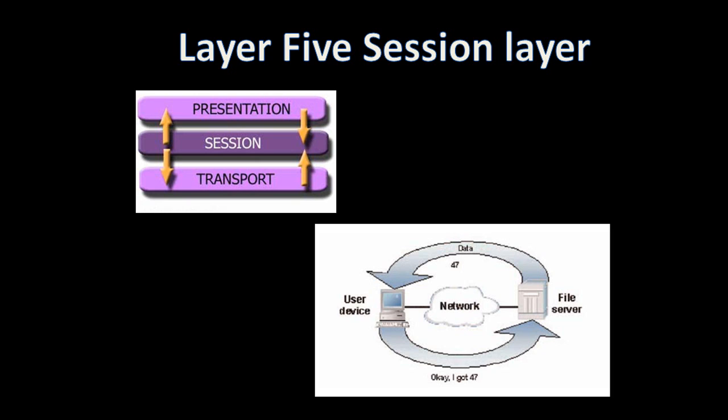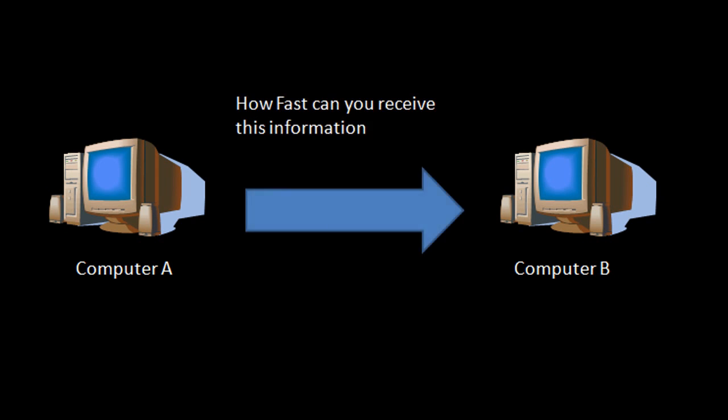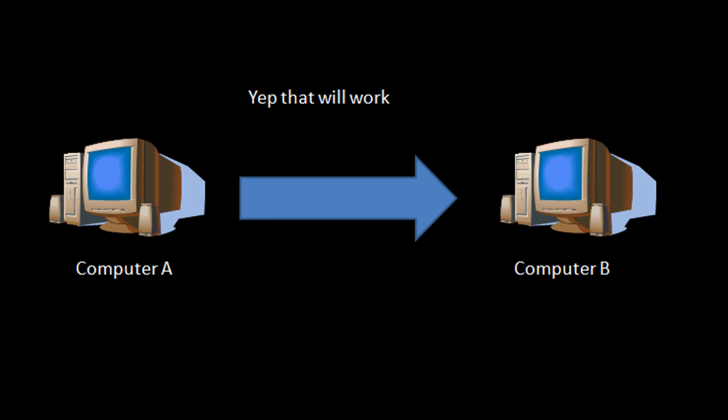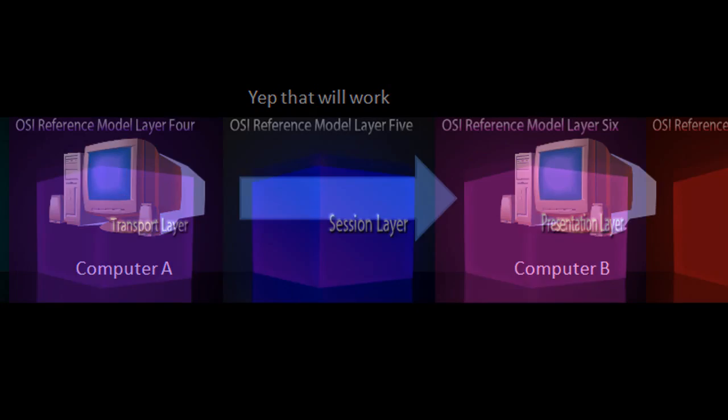The protocol is called Remote Procedure Call, RPC. What happens here is computer A says, I've got some information to send you. How fast can you receive this information? Computer B then says, I have this network interface card and it can go up to 100 megabits per second. Can you do that? Computer A then agrees or disagrees. Layer 5 doesn't require knowledge of the exact application. All it cares about is the data present to pass along down the channel.